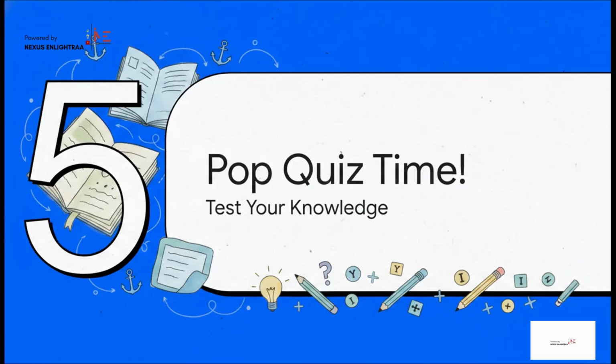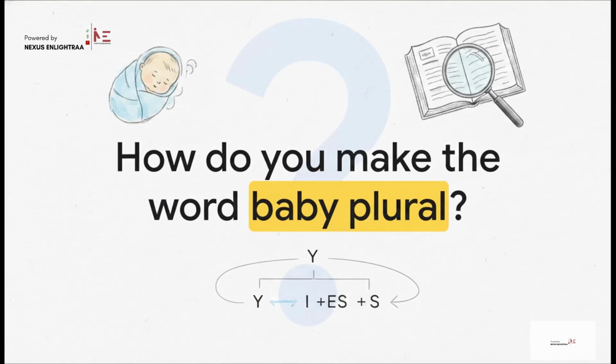All right, Section 5, pop quiz time. Let's test your knowledge. Let's put that mental anchor chart to the test with a rapid-fire quiz. First question, how do you make the word baby plural? Take a really close look at the letter right before the end of the word. Ask yourself, is that a consonant or a vowel? Lock in your answer.